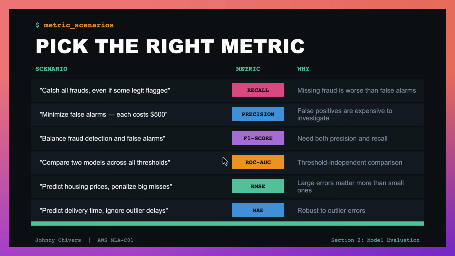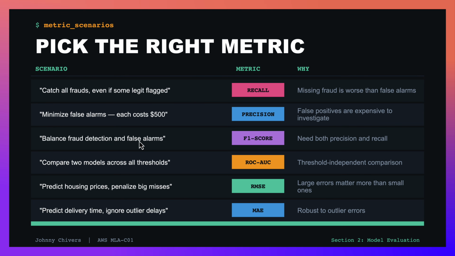And then if you have this mental model in your head for the exam, catch all frauds, even if some are illegitimately flagged, that is recall. So missing fraud is worse than false alarms. You would rather catch a false alarm and be alerted than not have it at all. Minimize false alarms, each one costs 500, that's precision. So you want to be as accurate as possible when calling precision. False positives are expensive to investigate.